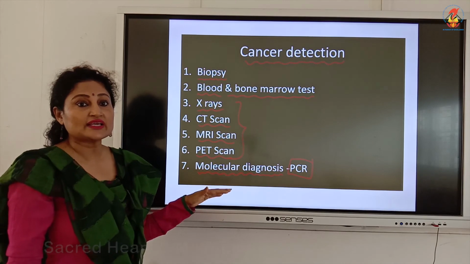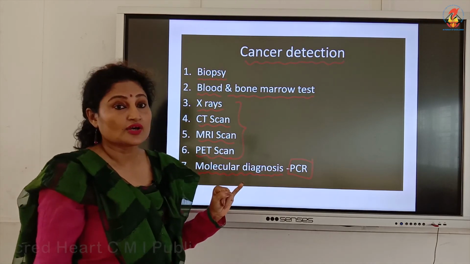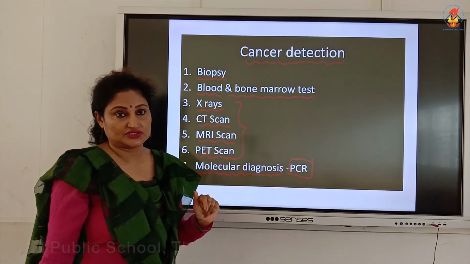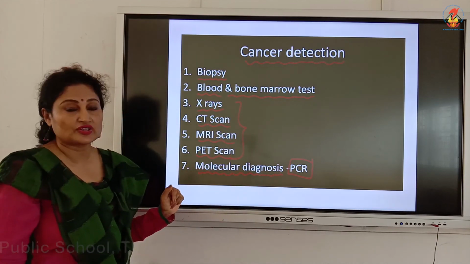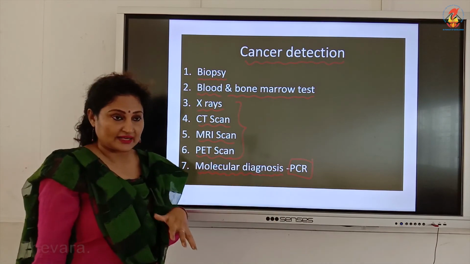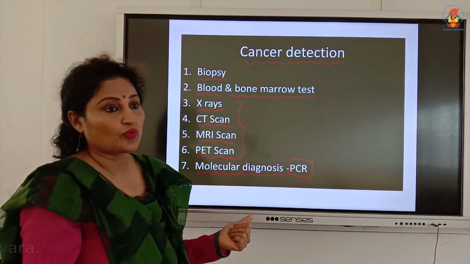The results are quick, and not only are the results quick, we can identify the cancer at a very early stage. Okay, that is the advantage of molecular diagnosis, and the one is PCR, which we are hearing commonly at present for identifying COVID.